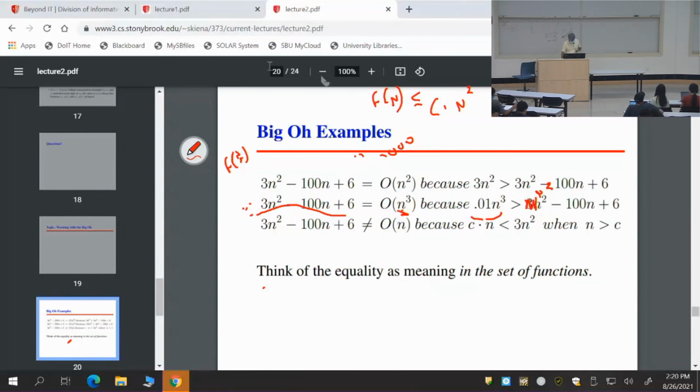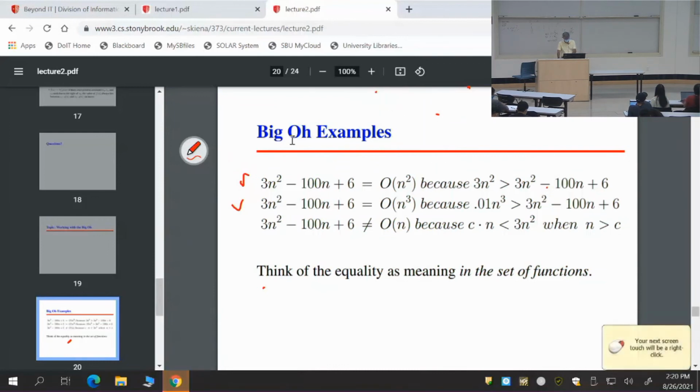And so, yes, this function is big O of n cubed. Does everybody agree? You should agree with this now. Any questions about that? Okay. What about the last one?